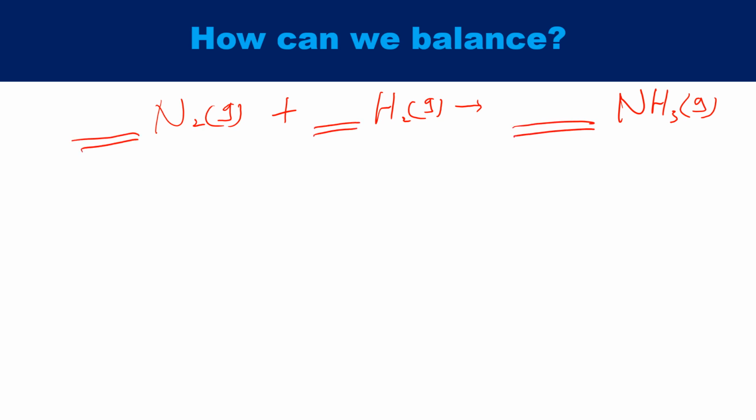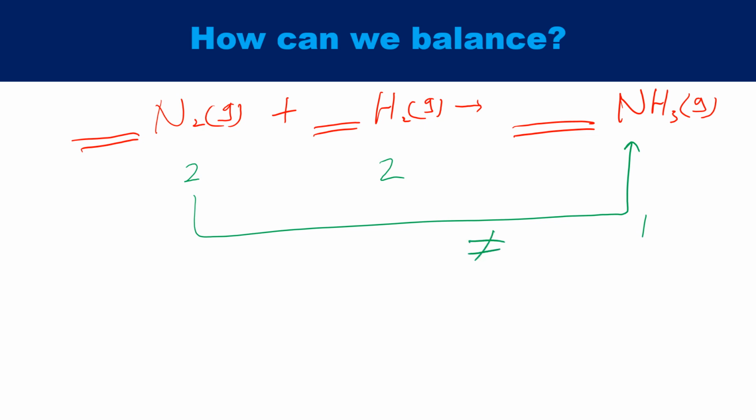Balancing means ratio. This is how I generally tackle it. I look at the subscript and then identify how many of each element I have. Make sure you use pencil because there is a lot of trial and error. I have how many nitrogen? I have 2. How many hydrogen? I have 2. Now, if I look at nitrogen, I only have 1 on the right side. That is not equal.